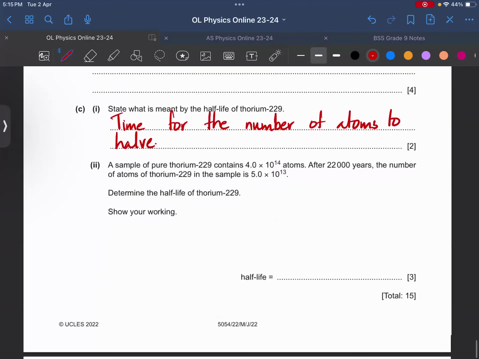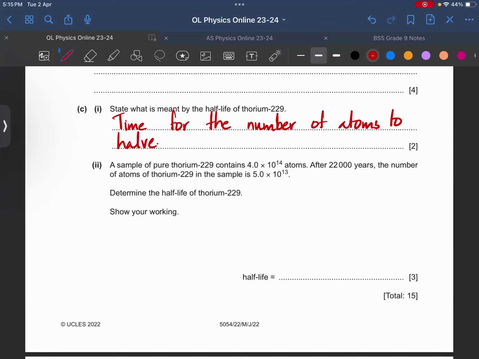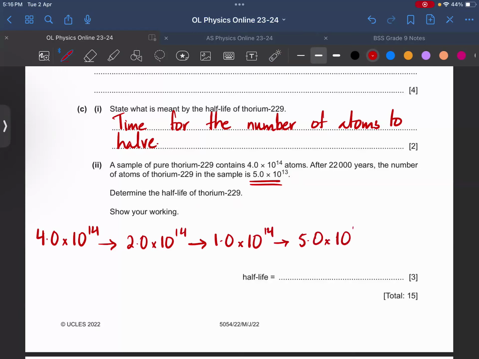क्वेश्चंस are included. A sample of pure thorium-229 contains this many atoms. After 22,000 years, number of atoms is now 5 into 10 to the 13. Determine the half-life of thorium. अब यहां मुझे हाफ लाइफ ढूंढना है। आई नो आई एम स्टार्टिंग आउट विद दिस। मैं इसको हाफ करता रहता हूं until I hit this number. So इसका हाफ would be 2.0 into 10 to the 14. इसका हाफ would be 1.0 into 10 to the 14. और फिर अगर मैं इसका हाफ करूंगा, this would be 5.0 into 10 to the 13.